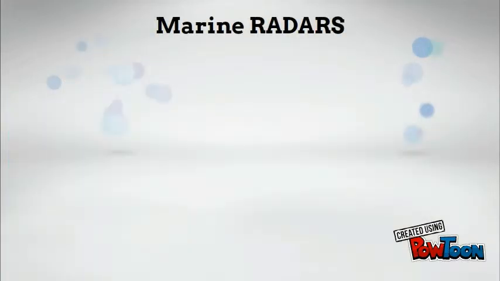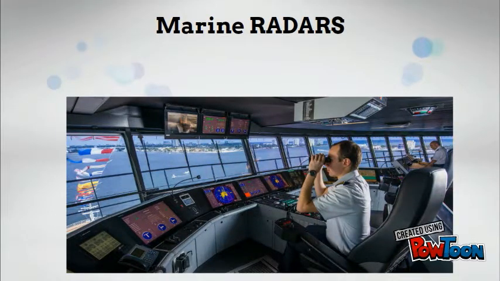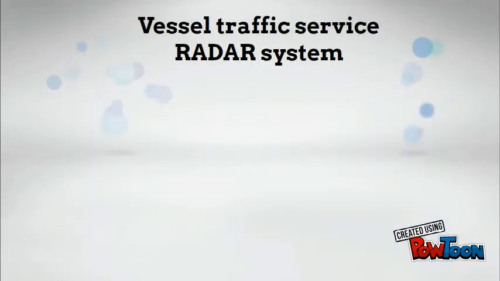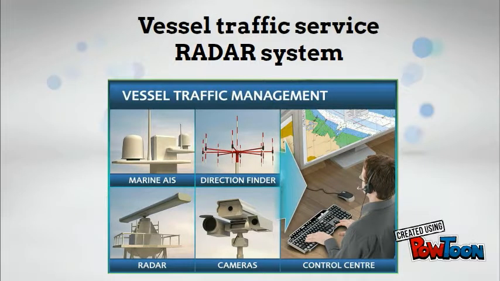Marine radars are used to measure the bearing and distance of ships, to prevent collision with other ships, to navigate, and to fix their position at sea when within the range of shore or other fixed references such as islands and lightships. In port or in harbour, vessel traffic service radar systems are used to monitor and regulate ship movements in busy waters.